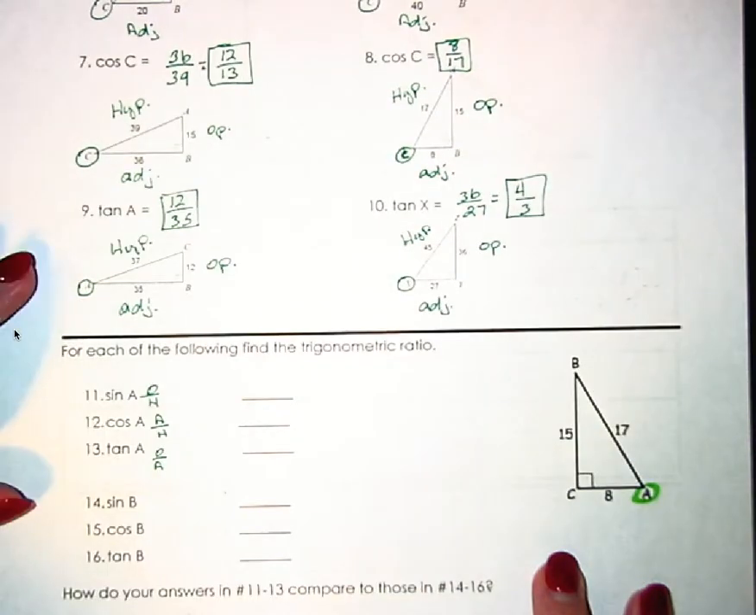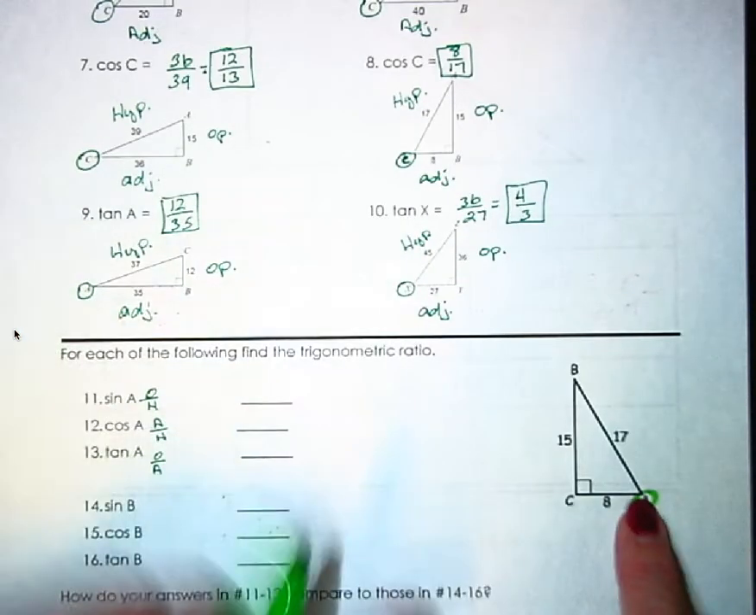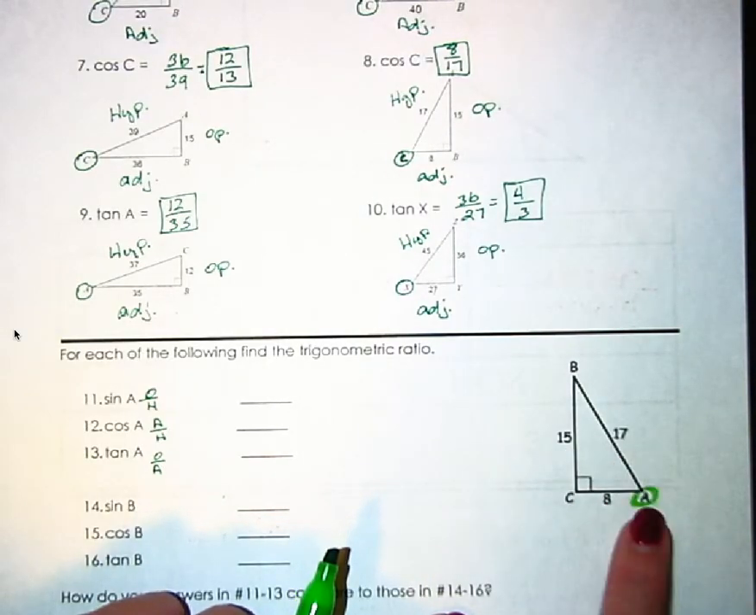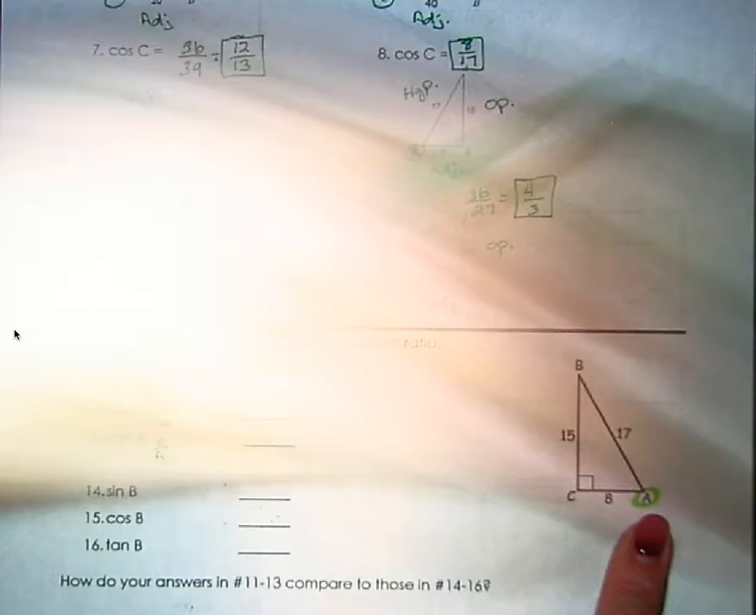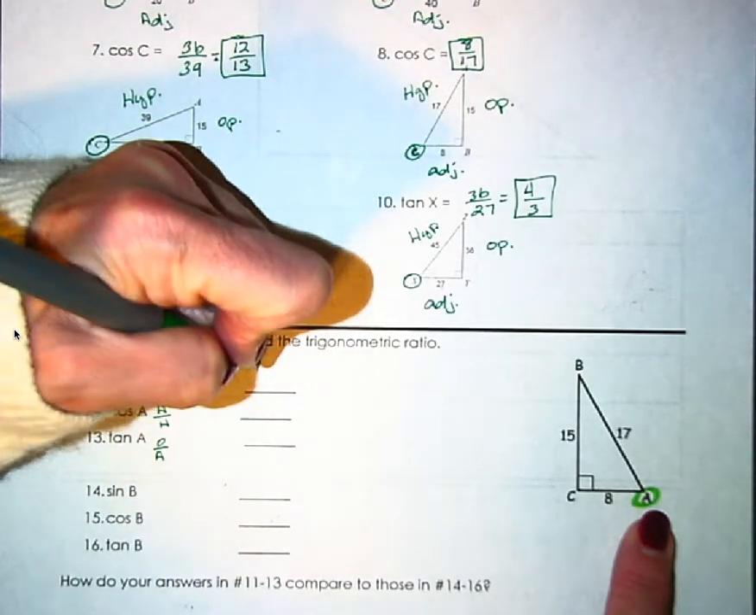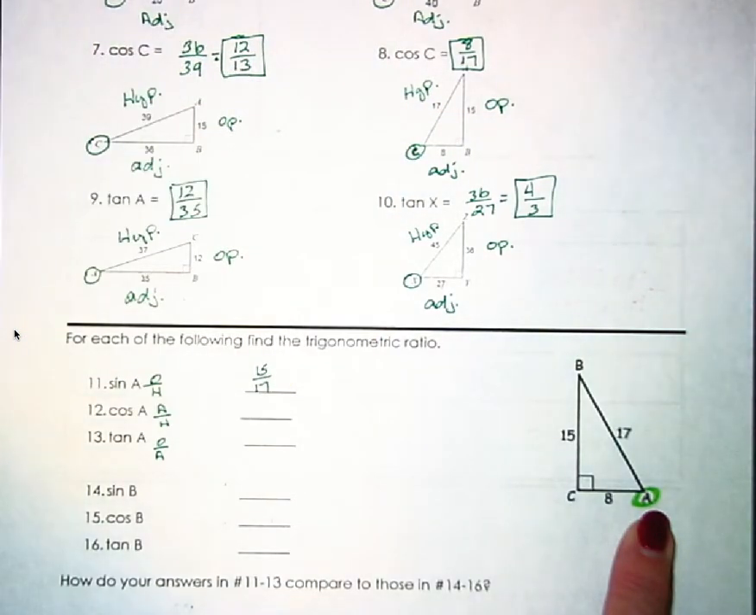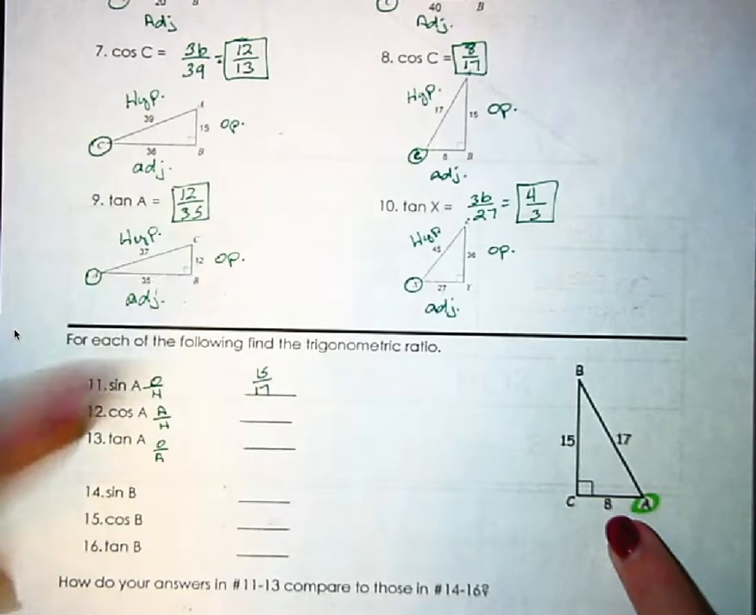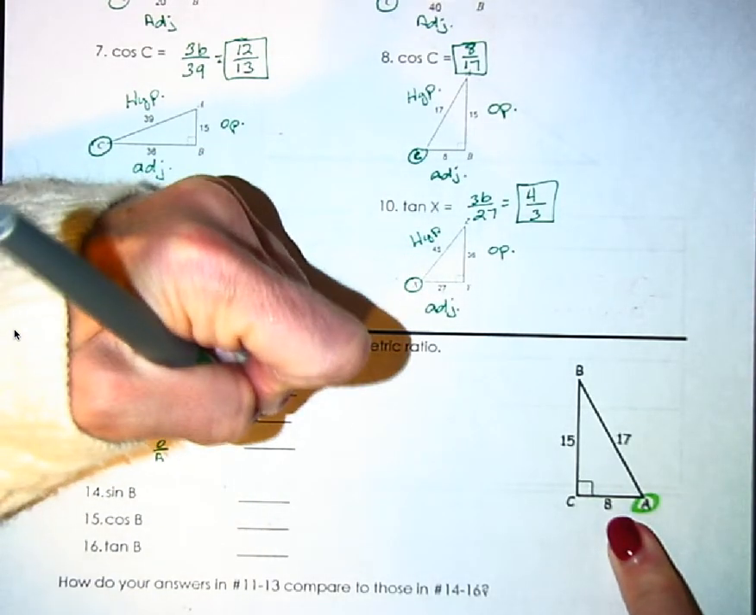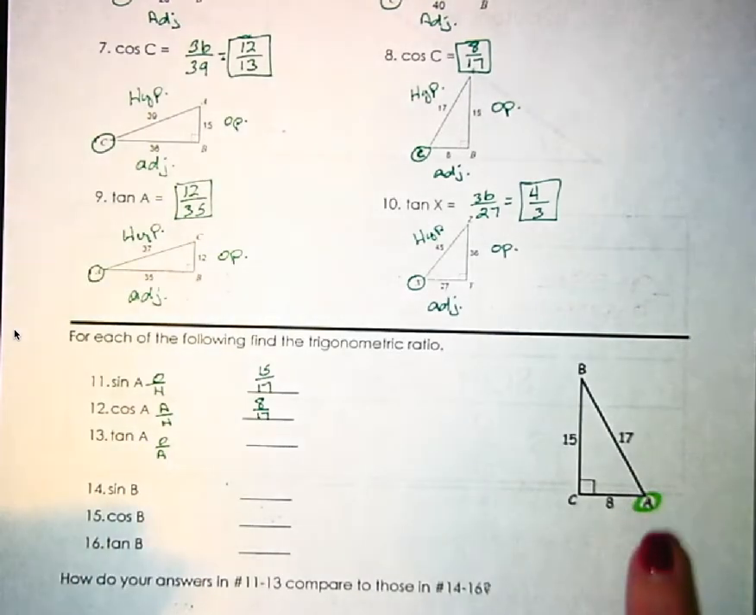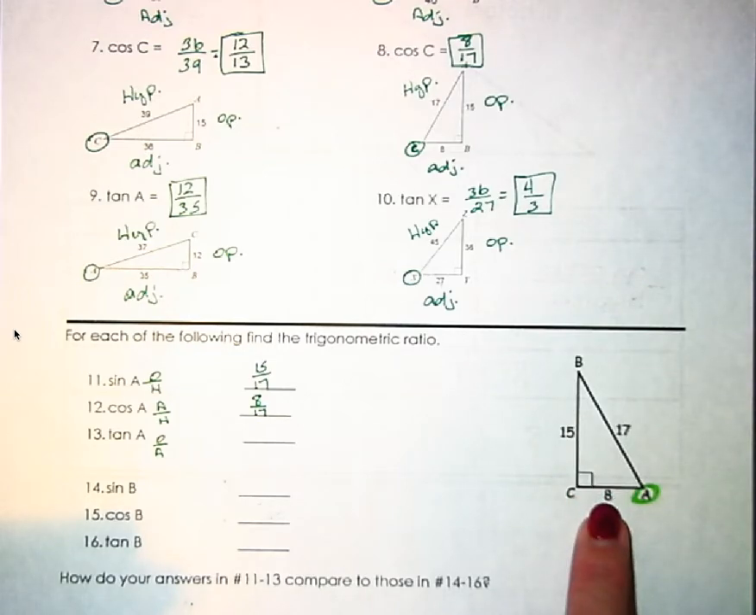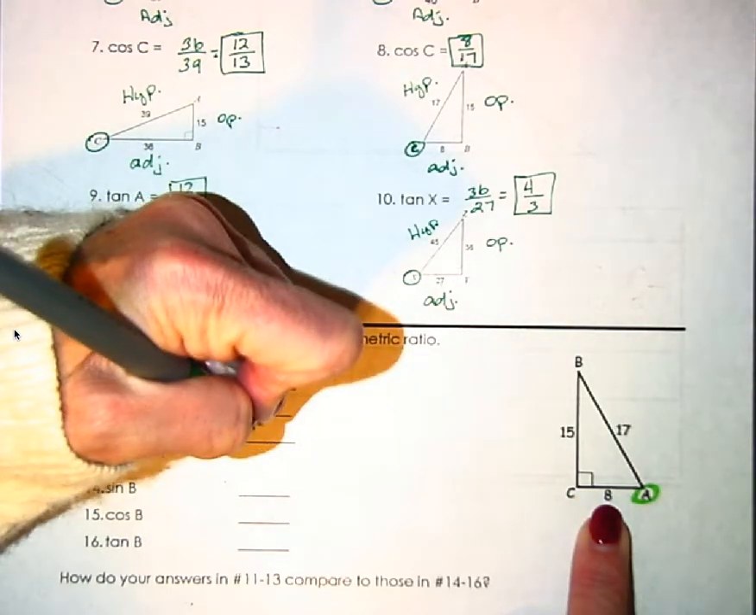If I use A as my reference, then directly across from A is 15, and my hypotenuse is 17. So if I want the sine of A, I'm going to put 15 over 17. And that can't be simplified, so I'm going to leave it like that. If I want cosine, then I want the adjacent side to A, which is 8 over 17. And if I want tangent, I'm going to put the opposite side, which is 15, over the adjacent side, which is 8. So 15 over 8.